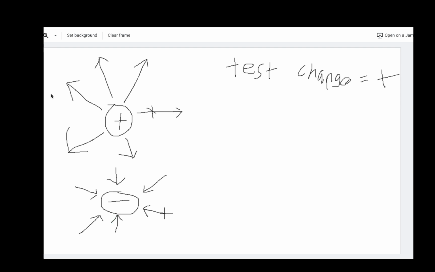Dima, is there anything you want to add? Not really. I mean, it was a great explanation.